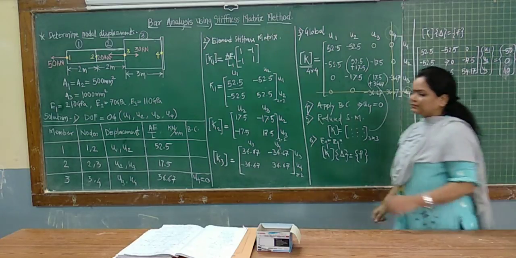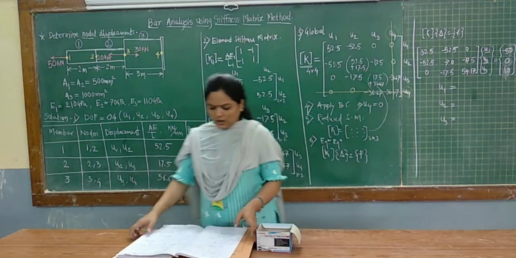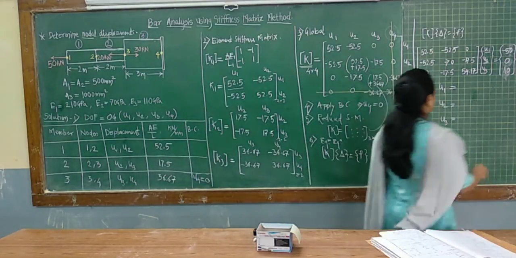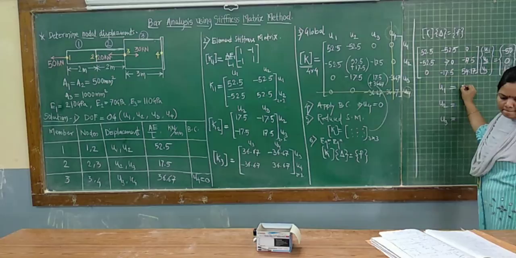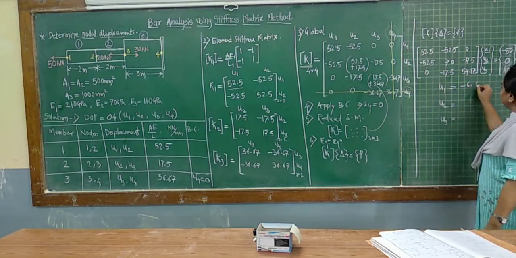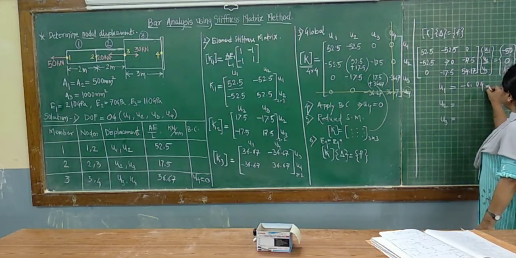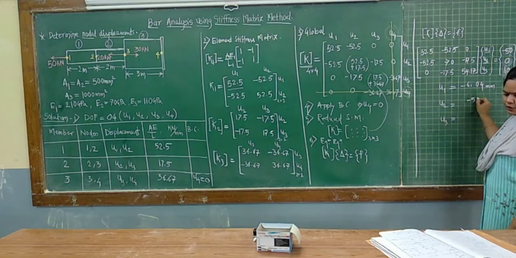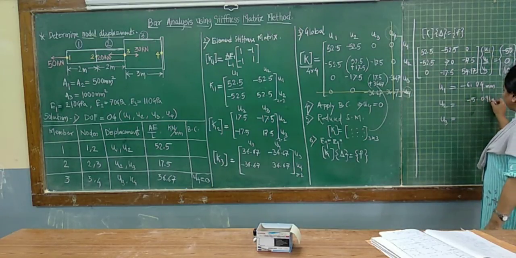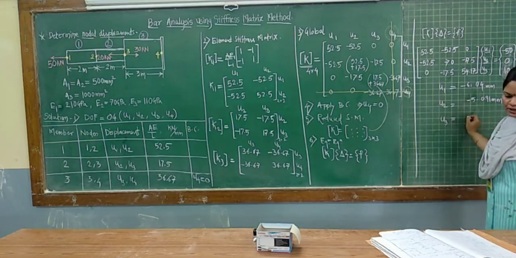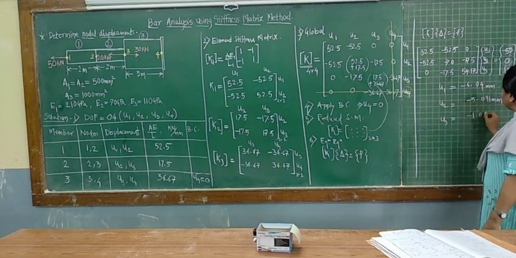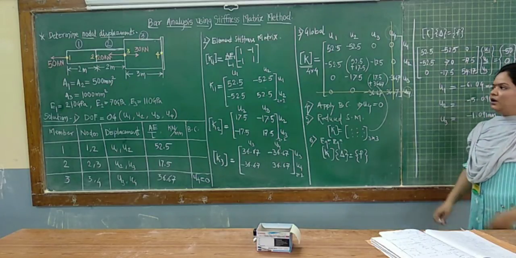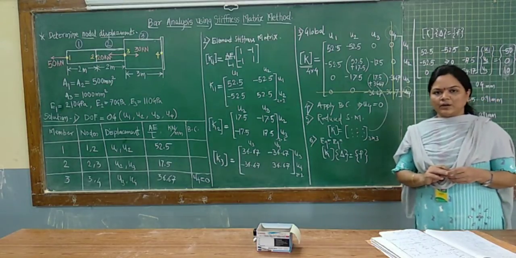The answers are U1 equal to minus 6.04 mm, U2 equal to minus 5.091 mm, and U3 equal to minus 1.019 mm. So here all the nodal displacements are calculated. Thank you.